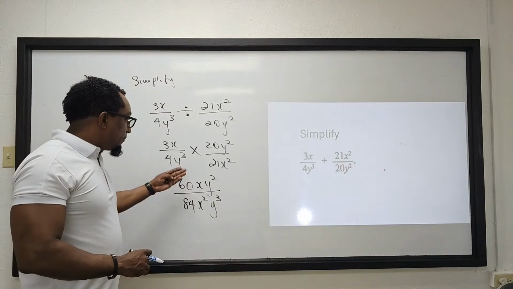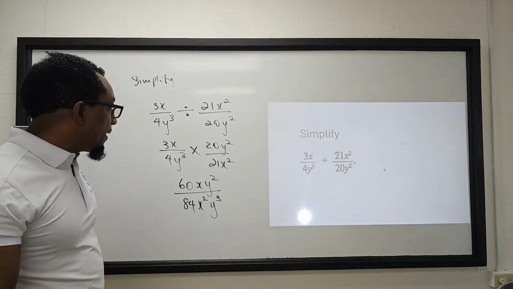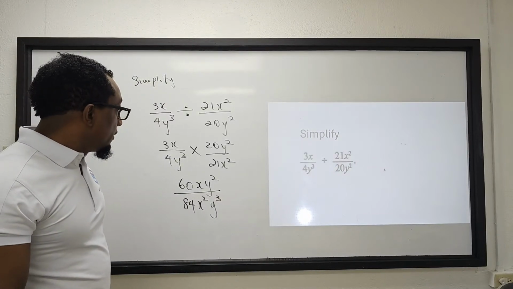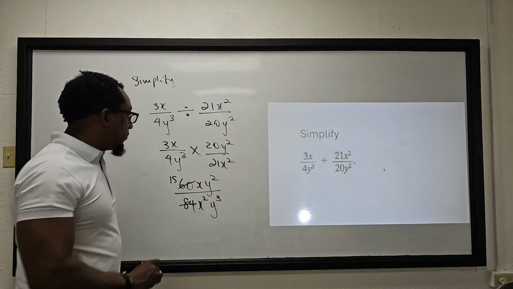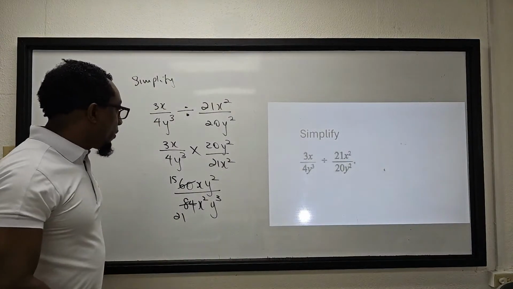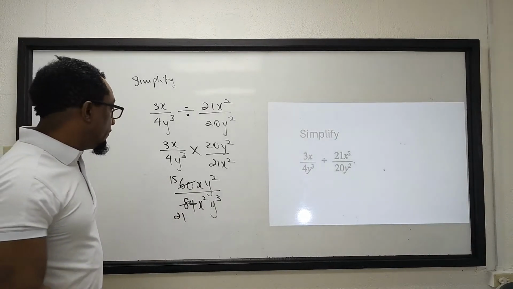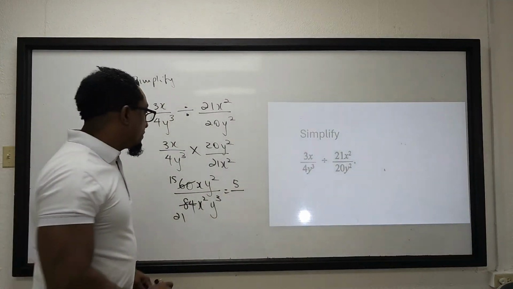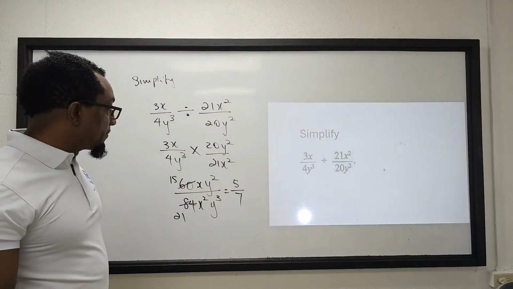So let's simplify 60 all over 84. That can be simplified to become, 4 can go into 60, 15. And 4 can go into 84, 21. Also 3 can go into 15, 5, over 3 into 21, 7. So 60 over 84 can be simplified to 5 over 7.